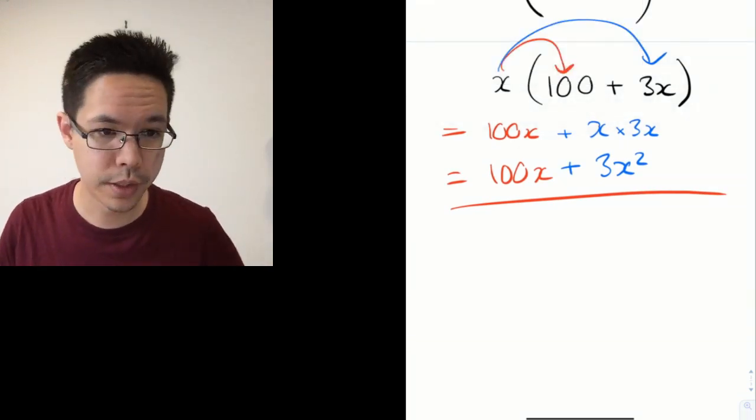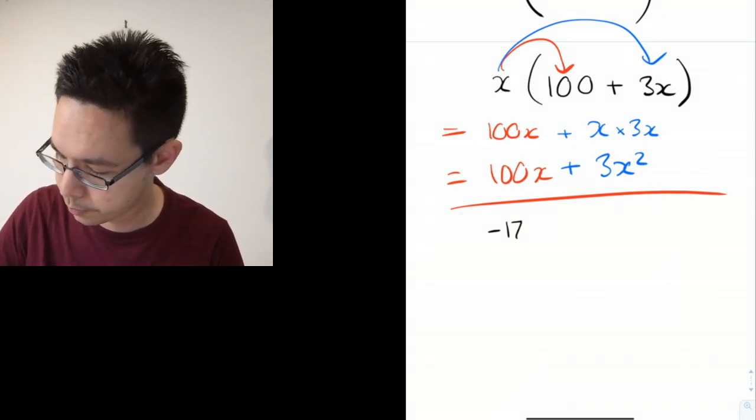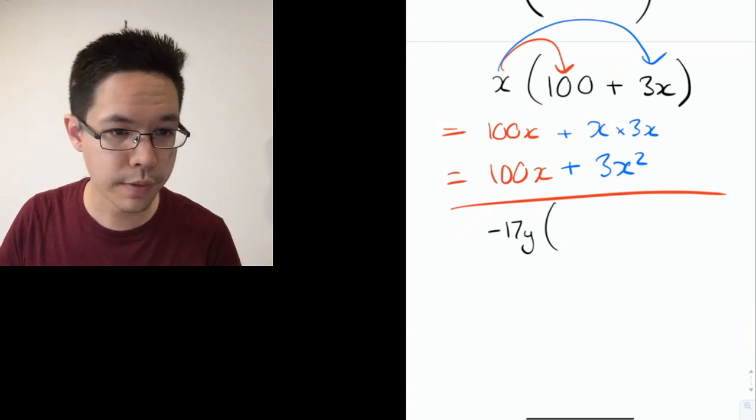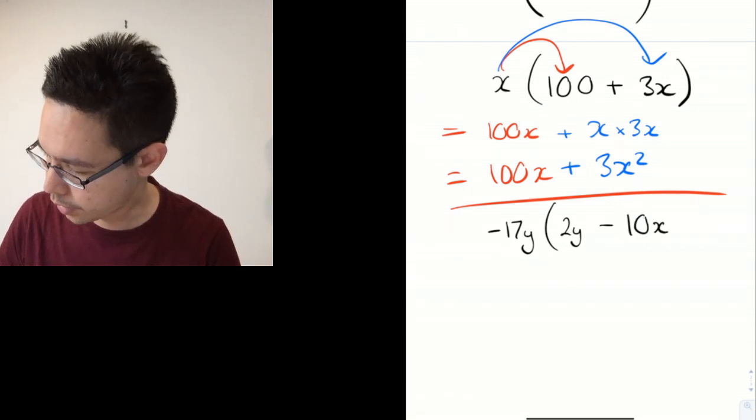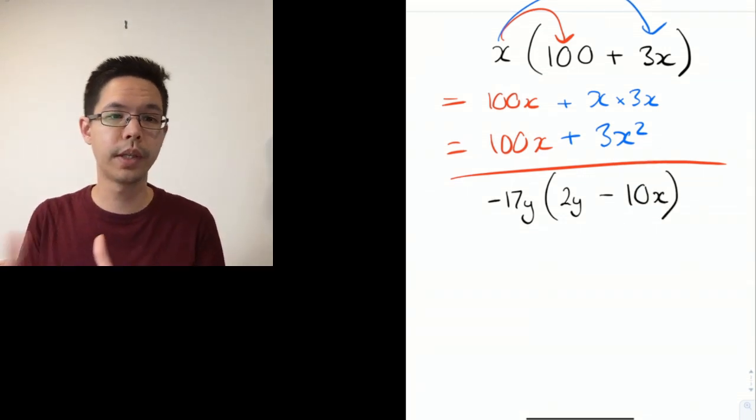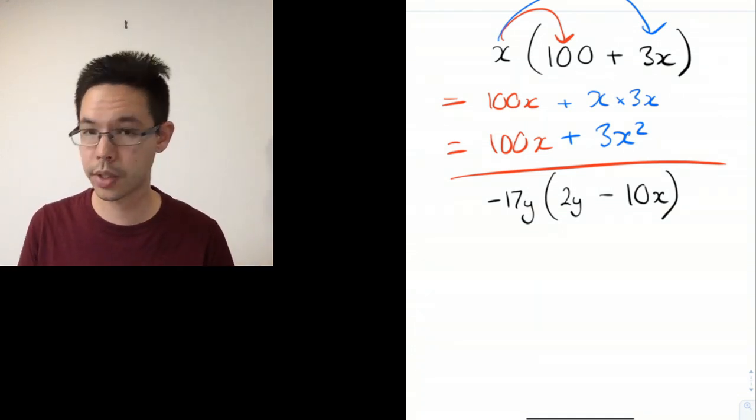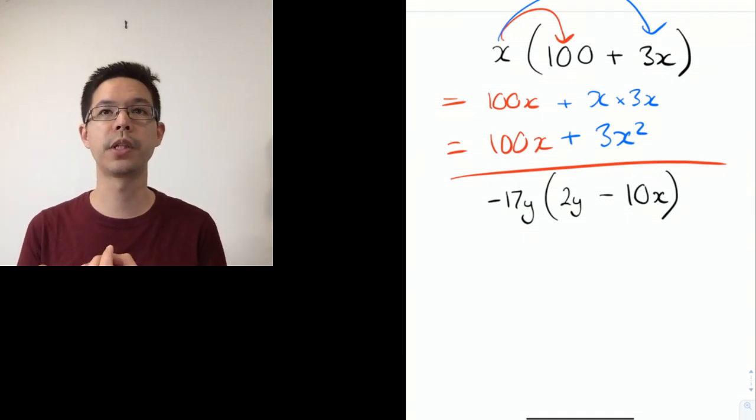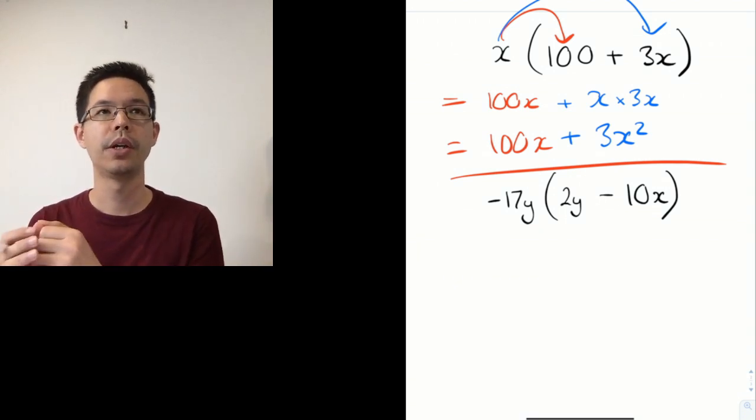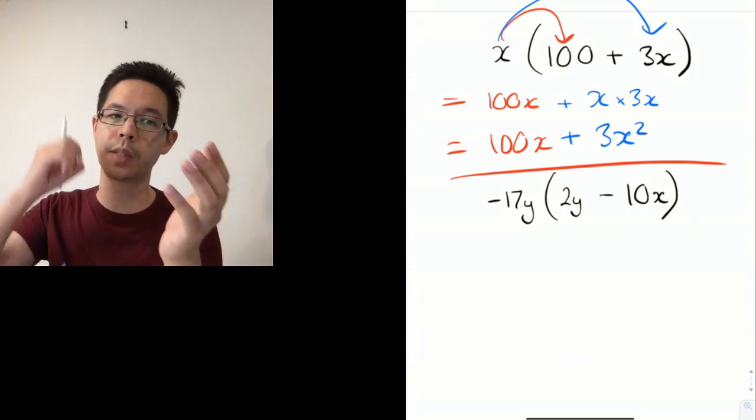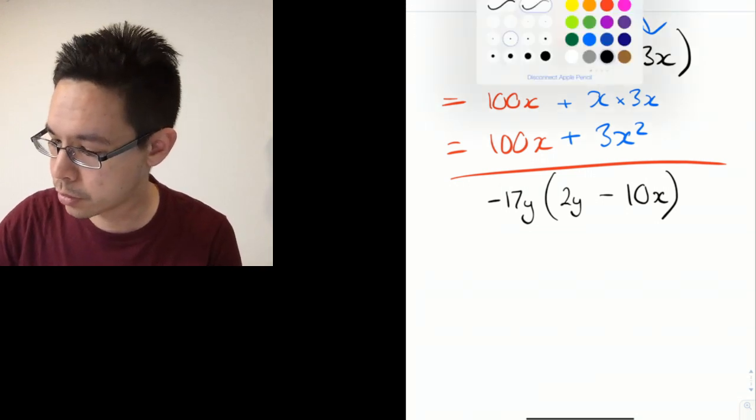The second example he wanted me to solve was negative 17y outside of 2y, take away 10x. What makes this question more tricky is that they're using negative signs. So you have to keep in mind the rules with a negative number times a negative number, and they'll cancel out and become positive.